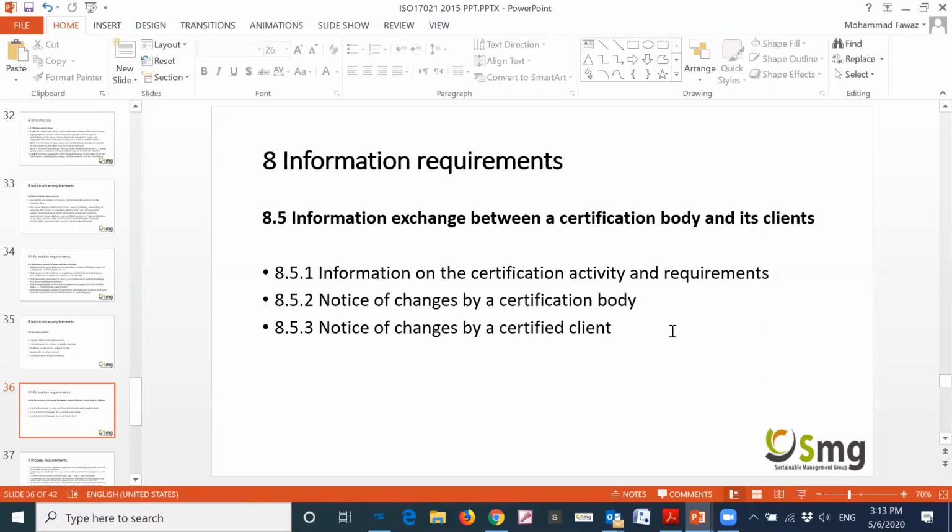Because even if you are certified by IRCA or PCB, it doesn't mean we will qualify you as a certification body. No certification body will qualify auditors because they are qualified by IRCA or PCB.